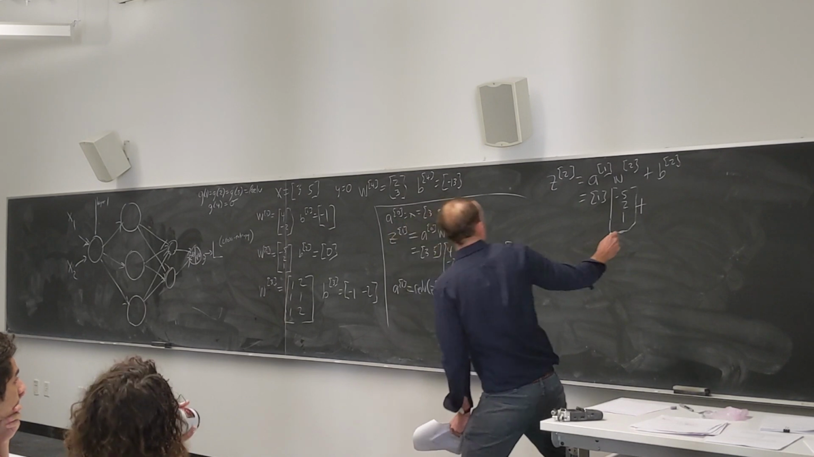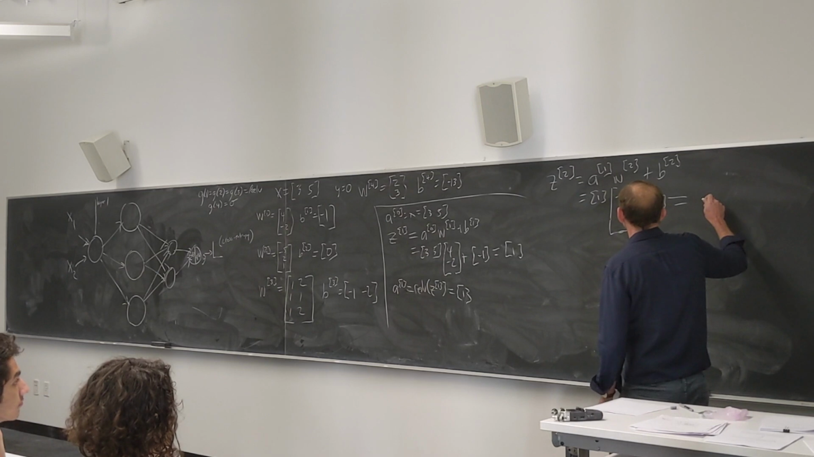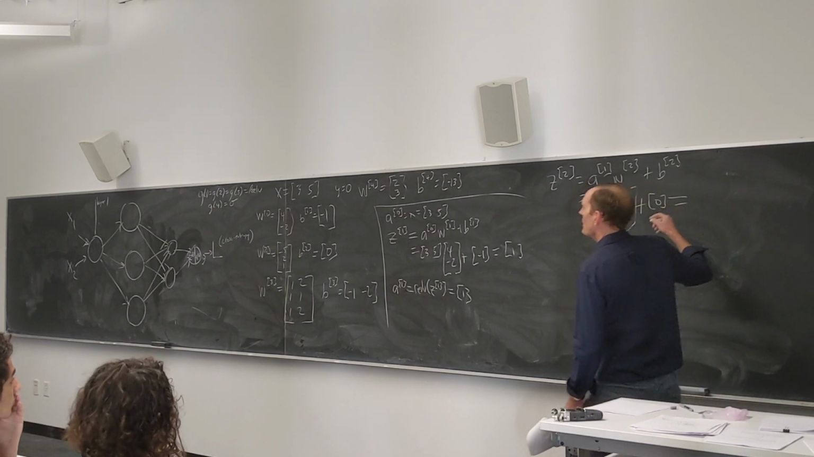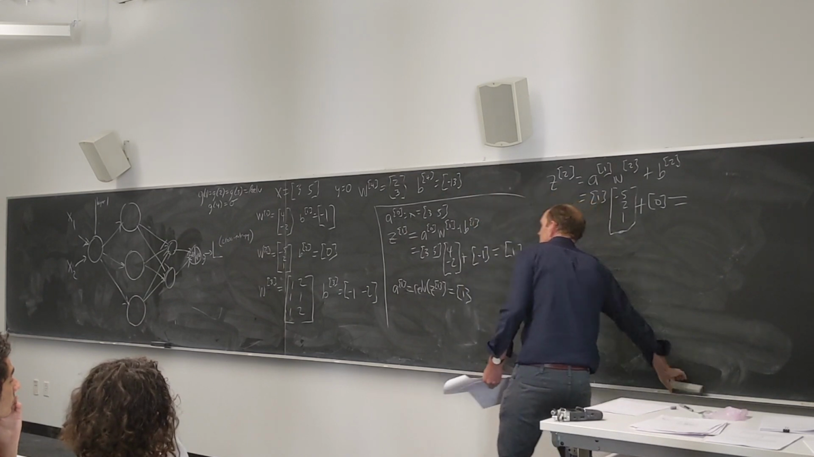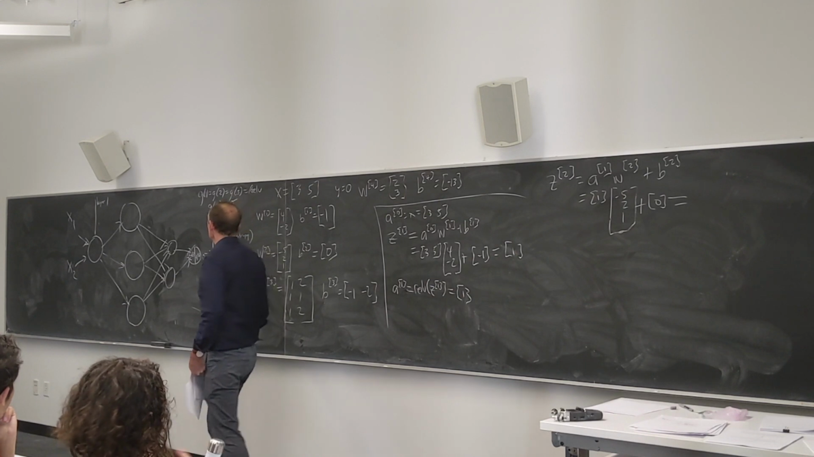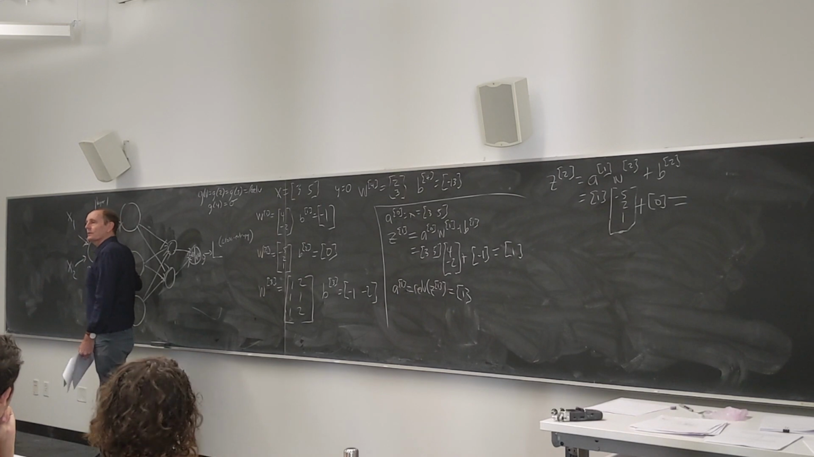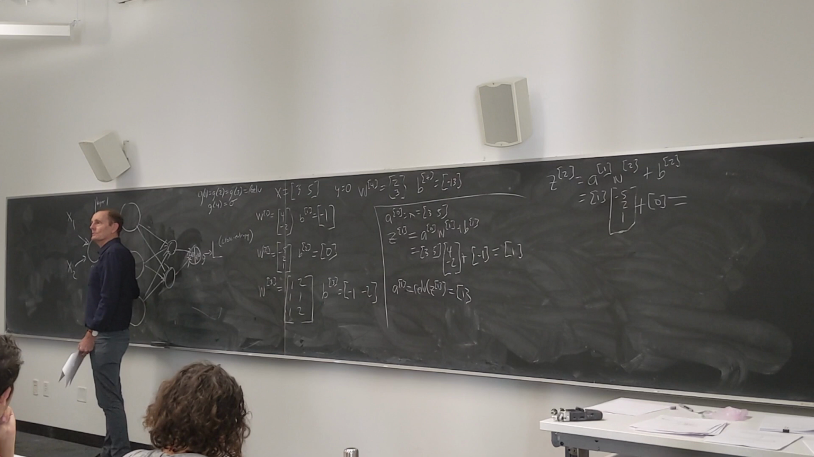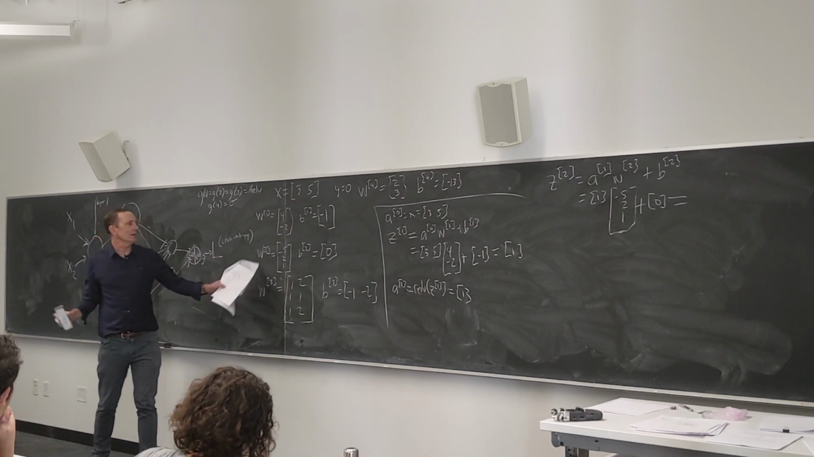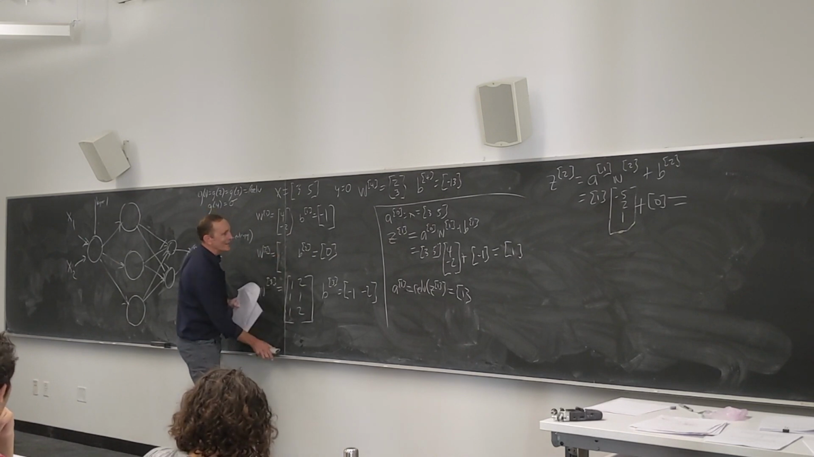Plus. Something seems wrong about this. What's wrong about this is that's not my W2. My W2 is going from 1 to 3. So therefore, it's a 1 by 3. This is a 3 by 1. Let's fix it.